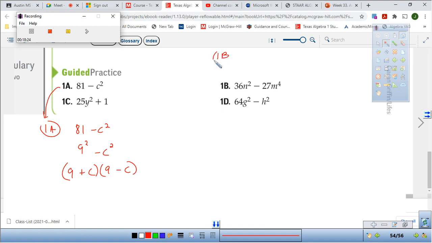1b up here, I have room for it here. So that one is actually 36 is really what, 6 squared? 6n, all of that squared. Minus, shoot. No, right? What times itself would give me a 27? Nope, not a difference of squares. 1c. 25y squared plus. What? This is not even a difference. Nope.